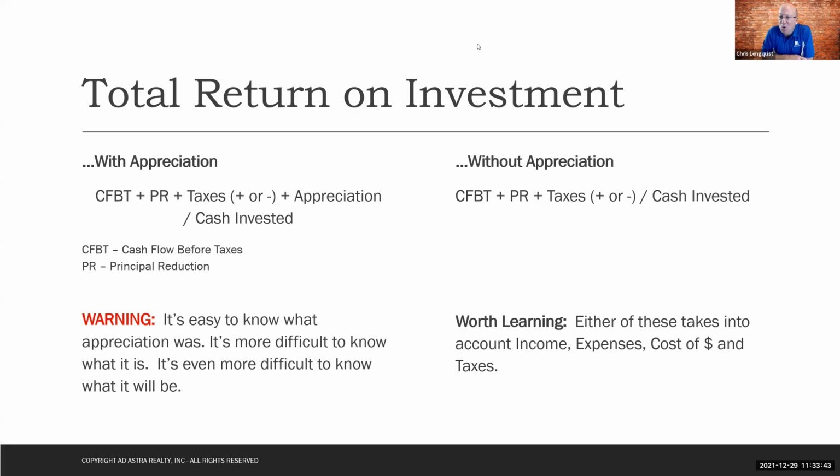Warning, warning. As with everything that I say and do for my investors, I always let them know these are estimates. These are not promises. These are not guarantees. And especially when it has to do with appreciation, I can tell you what appreciation was. All of us realtors can tell you what appreciation was. I can tell you what appreciation is sort of happening right now. But for me to tell you what appreciation is in the future, I would be very careful about guaranteeing that.